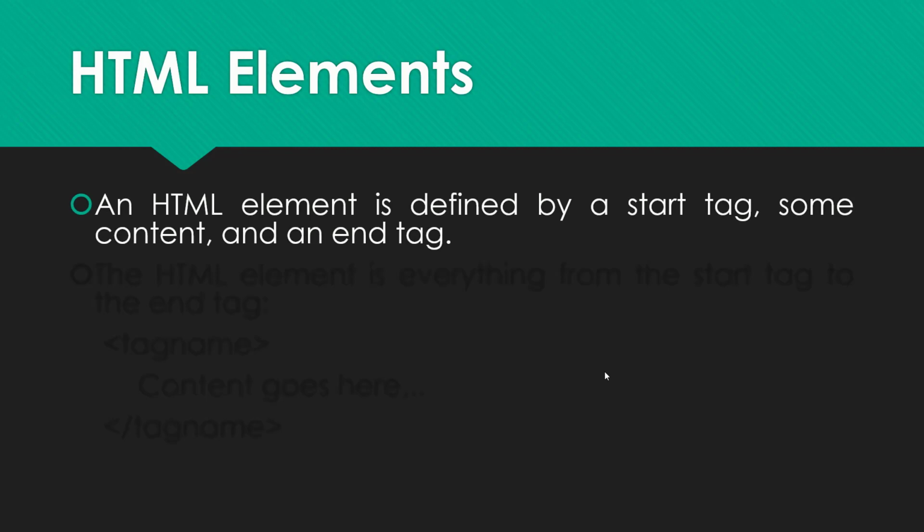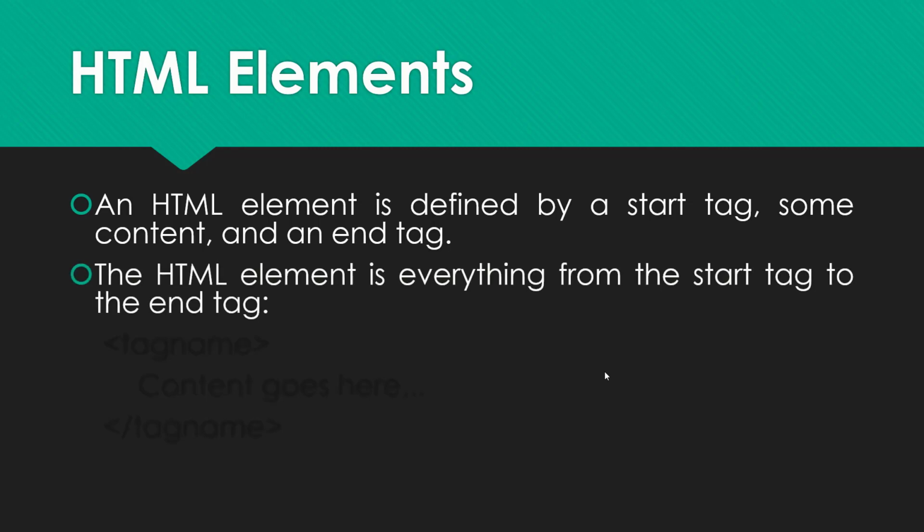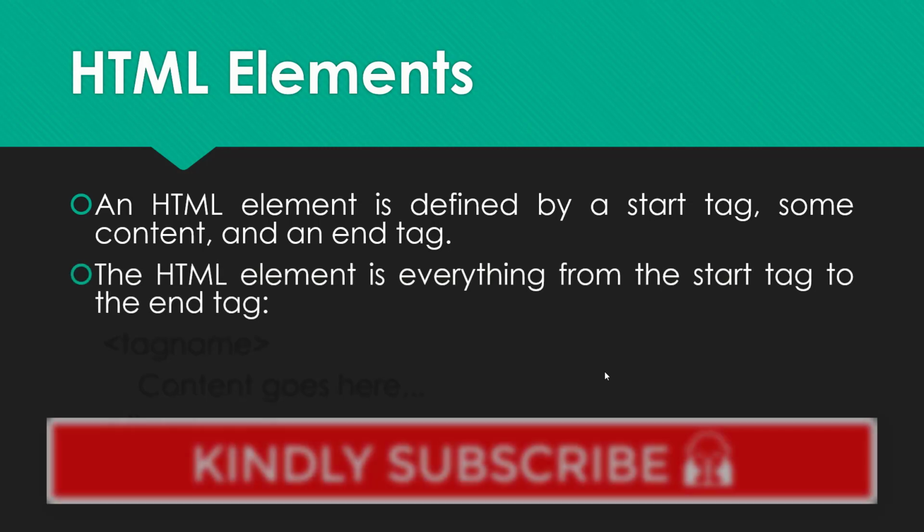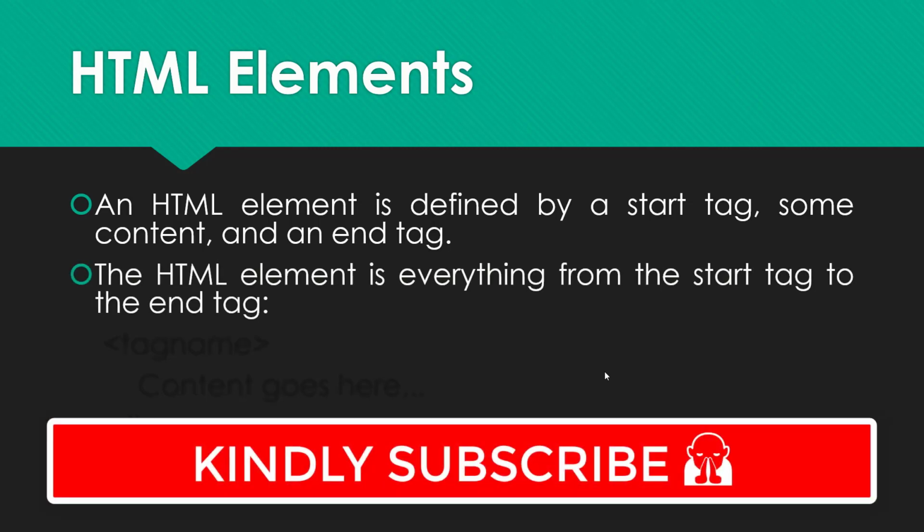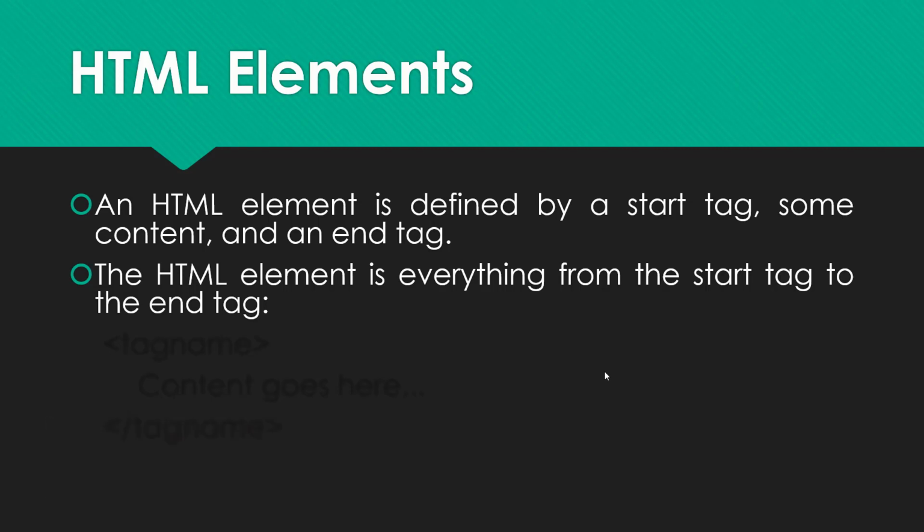An HTML element is defined by a start tag, then you add some content, and then you close it with an end tag. So the HTML element is everything from the start tag to the end tag. So the makeup of the whole content, the beginning tag, the content, and the closing tag, that whole thing we call an element.